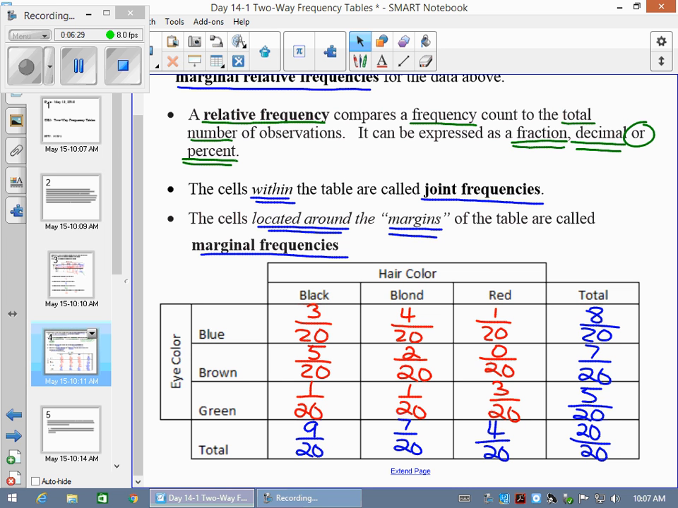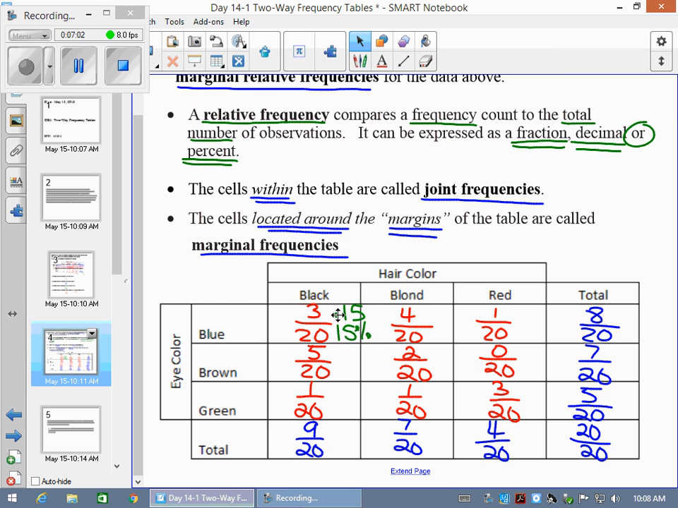So what I said before about everything being able to be written as a fraction, decimal, or percent just means, okay, 3 out of 20, if I type that into my calculator, I would get 0.15. So I could write 0.15 here in this box, 3 out of 20, or I could write it as 15%. I'm not going to go through and do every single one, but it just means that the 3 out of 20, the 0.15, or the 15% are all equivalent, and they're all correct ways of expressing a relative frequency.